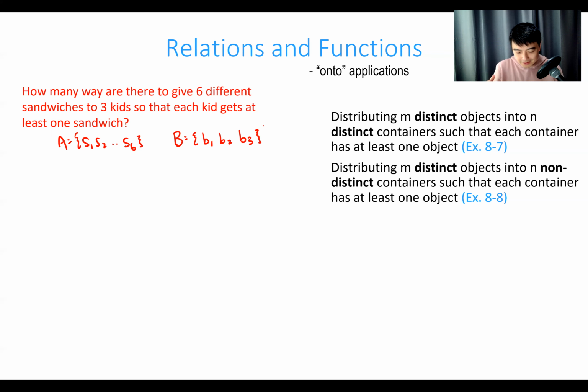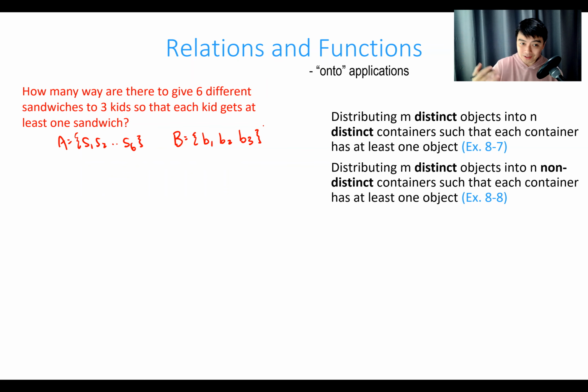So I'm going to distribute these 6 sandwiches to the 3 kids. And the extra constraint here is obviously I don't want any of my kids to be hungry. So every kid has to have at least one sandwich, right? So right there, we have an onto application. We're distributing inputs into outputs, right? So our outputs being the kids, inputs being the sandwiches.